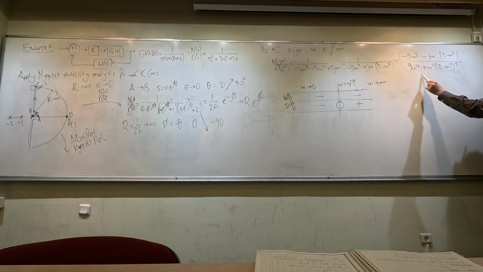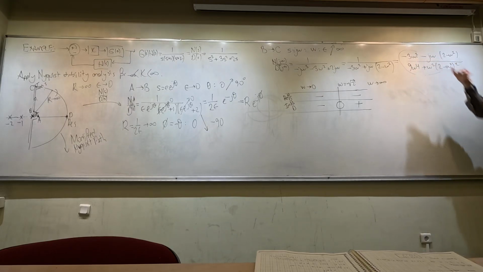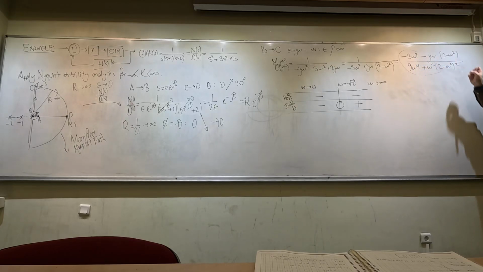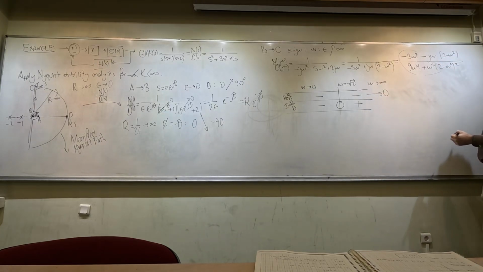What is the largest power of omega in the numerator of the real part? There's only one power. It's omega squared. And what is the largest power of omega in the denominator? It is omega to the 6. So that means that the real part is going to go to 0 as omega goes to infinity.